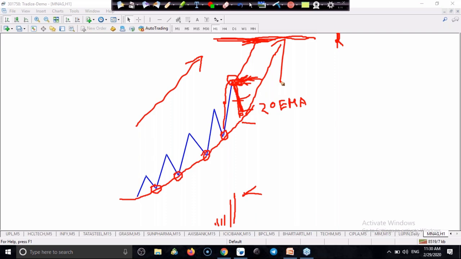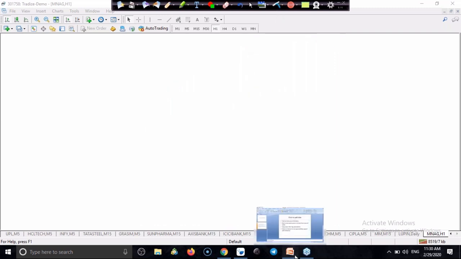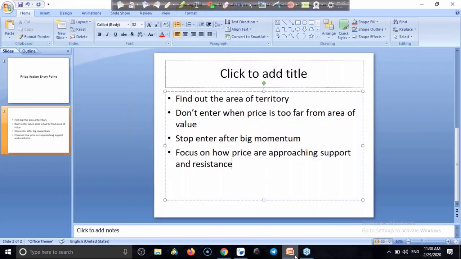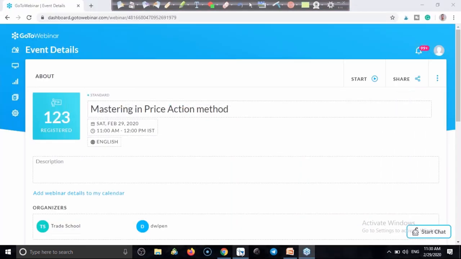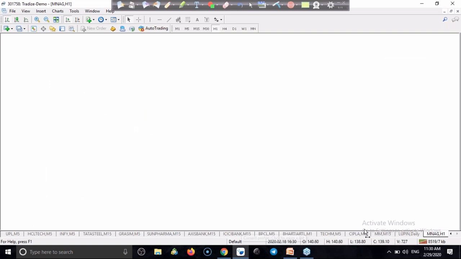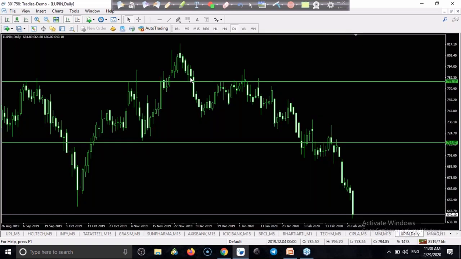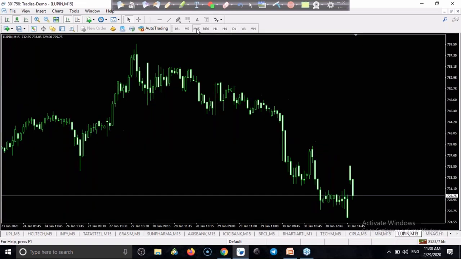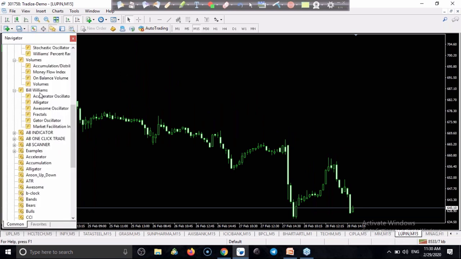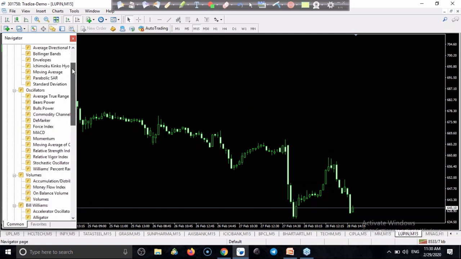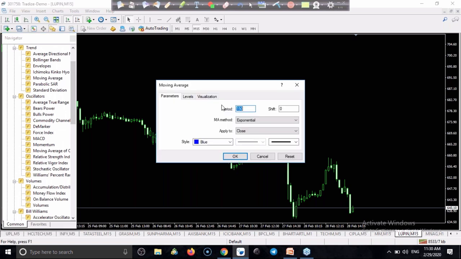So in that case, we must find out the area of value. So let me tell you in a live chart, just a minute. Sorry. So let me show you in 15 minutes. Let me use the same chart here. Let me use EMA. This is the moving average 150. Let me use 20.